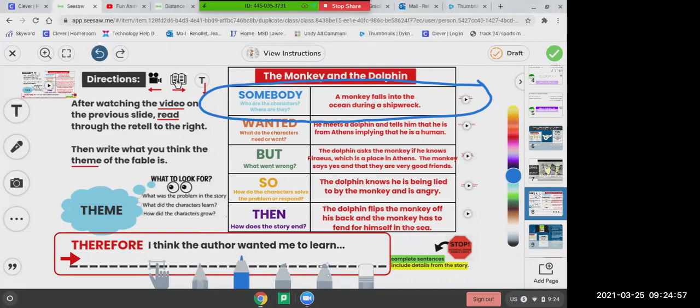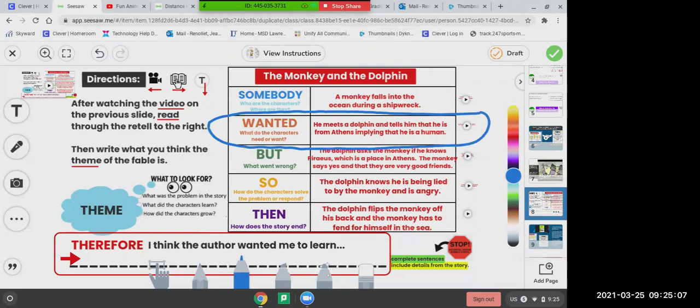The wanted section asks us a question. What do the characters want or need? So we now see that he, the monkey, meets a dolphin and tells him that he is from Athens, implying that he is a human. So Mrs. Thaxton is modeling how to include the events in a plot to retell a story. So first, we have a monkey in the ocean during a shipwreck. What does he want? What does he do? He meets a dolphin, tells him that he is human. So now our plot is building. Remember, we talked about the tension that's building. Now we're going to see the problem.